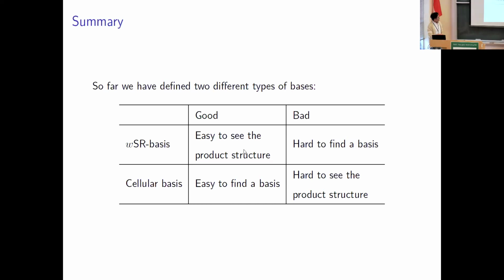Then it is easy to see the product structure, because everything is just a polynomial, just a product, right? But it's rather hard to find the basis. It requires some case-by-case computation. However, if you work with the cellular basis, it is easy to find the basis, right? Just coming from the cofibration. However, it is not straightforward to look at the product structure of this basis. It's not clear yet.